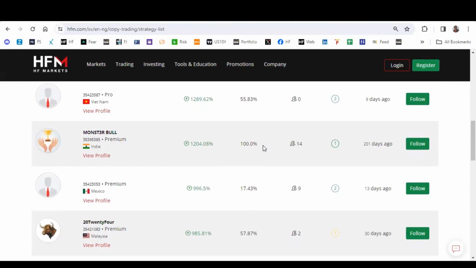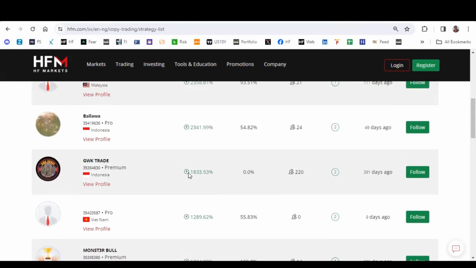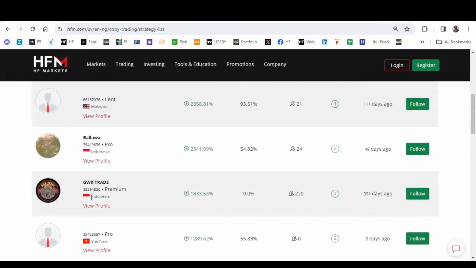Okay, I think somebody said GWK. All right, let's look for GWK. Now, this is somebody that we chose. GWK trade. This person is from Indonesia, and this is his trading account number, right up here. Over time, I've explained all of this.